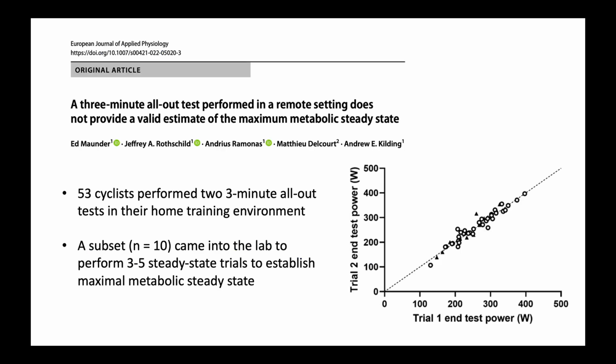Now, another study I did, there's something called the 3-minute all-out test, and some of you might have heard about it. That's when you go into a lab, and as the name sounds, you go as hard as you can for 3 minutes, and it gives you an indication of critical power. Well, we wanted to see if that was valid in remote settings, so we had 53 cyclists perform 2 of these tests, actually 3 because they had a familiarization, but in their home training environment, so on their home trainer.